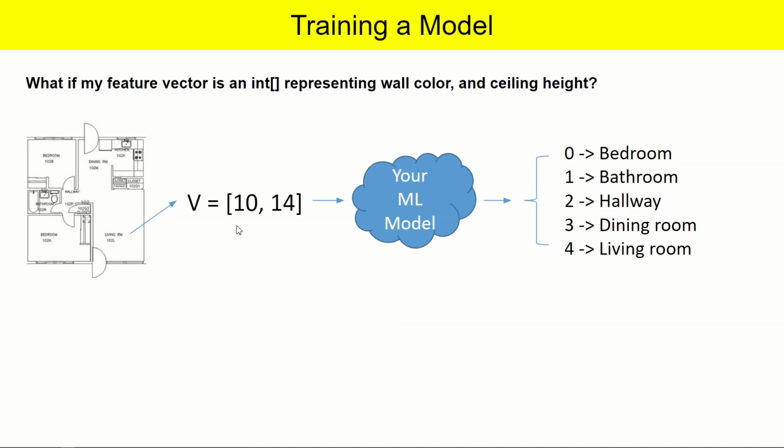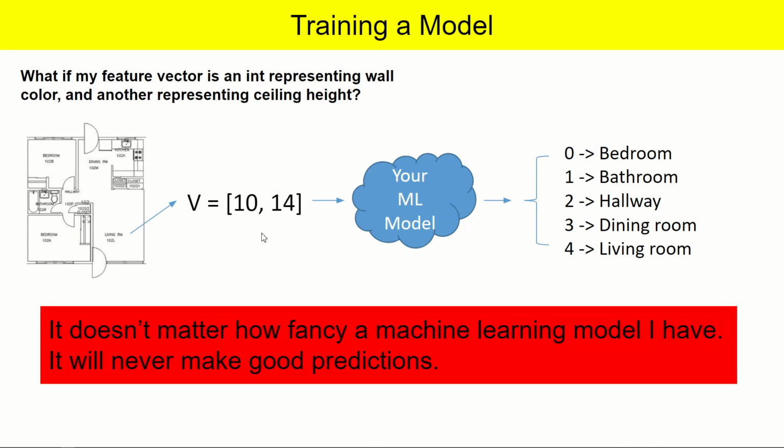So let's think about a case that would be less helpful. If 10 and 14 weren't the length and the width, but instead 10 was an integer representing wall color and 14 represented ceiling height, it doesn't matter how fancy your machine learning model is here. It doesn't matter if you have a neural network with a lot of layers and a fancy learning algorithm. If you don't feed it information that is useful in making the discrimination you want, it doesn't matter how fancy your model is. You're never going to perform very well. And that's kind of easy to realize in this simple example.